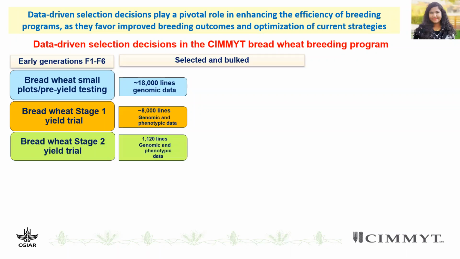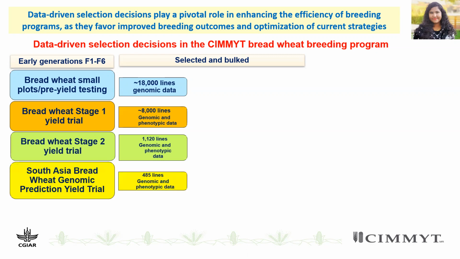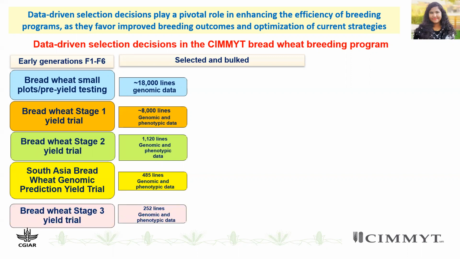And selections from the stage 1 yield trials lead to about 1,120 lines in stage 2 yield trials that also have genomic and phenotypic data. And then selections from these stage 2 trials result in about 485 lines that have both genomic and phenotypic data, and these form the South Asia bread wheat genomic prediction yield trials, and the lines are evaluated for grain yield in different sites in South Asia. Finally, we have the stage 3 bread wheat yield trials, which has about 252 selected lines that have both genomic and phenotypic data, and selections from all these stages result in the international nurseries that are distributed by CIMMYT.